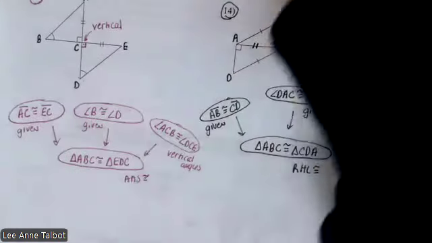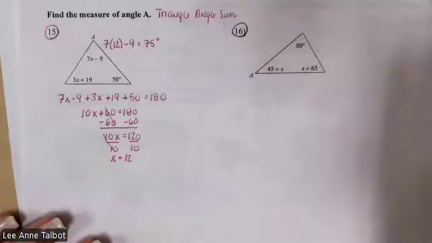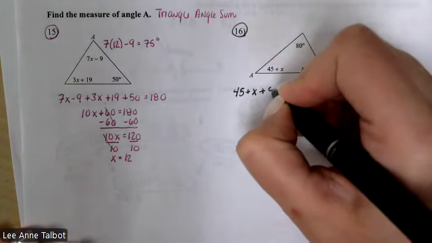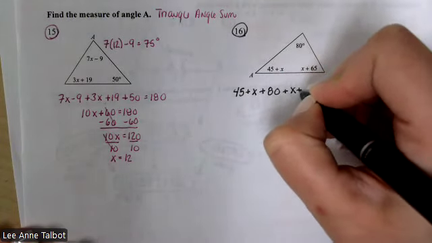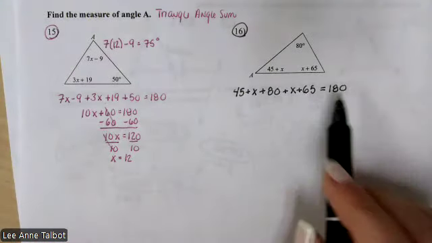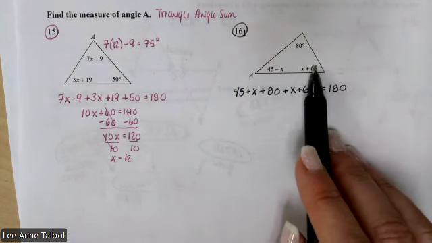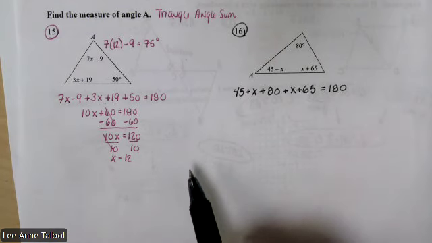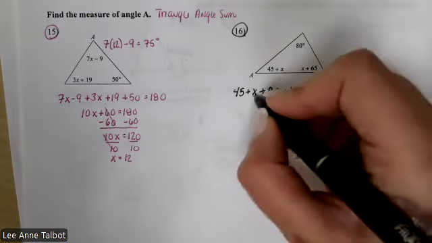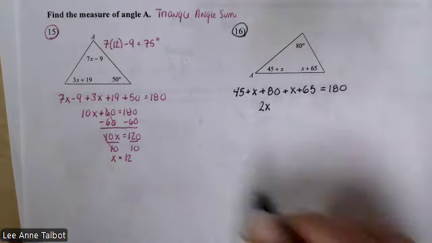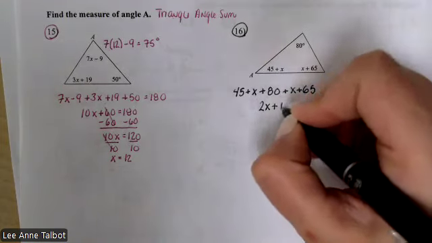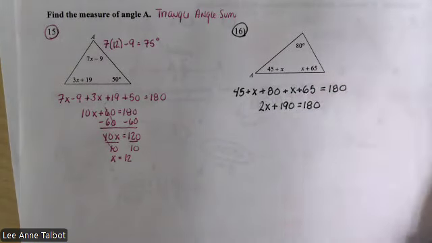Okay, last problem on the warm-ups, believe it or not. So triangle angle sum says add all 3 up to 180. So 80 plus 45 plus x plus 65 equals 180. X plus x is 2x. 45 plus 80 plus 65 is 190. Oh man, good for Friday.